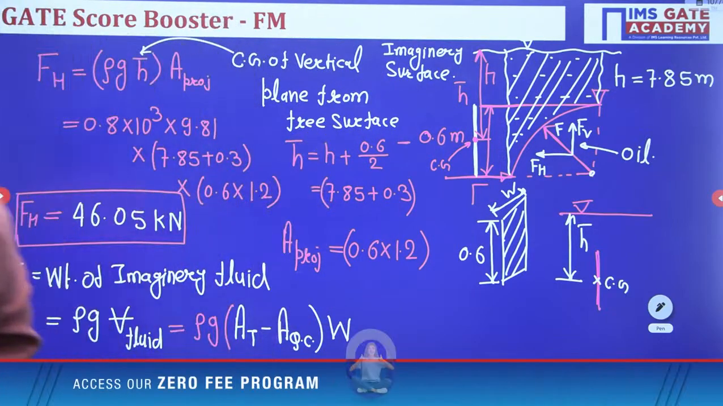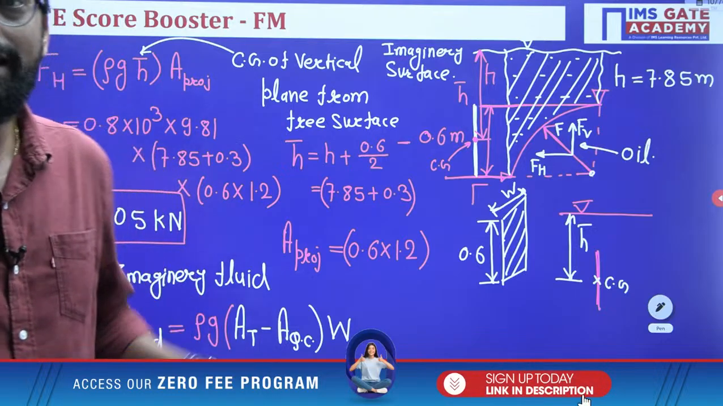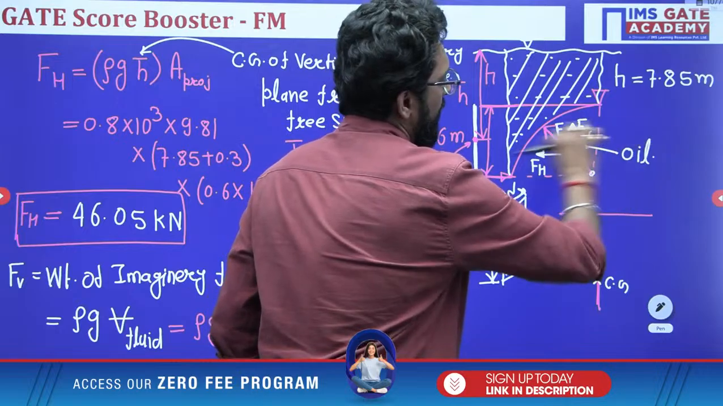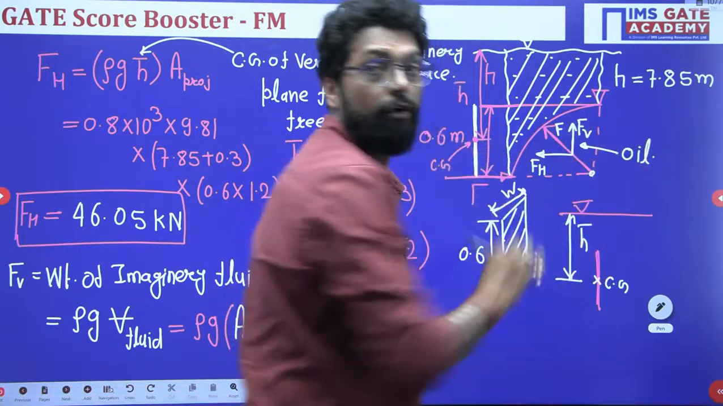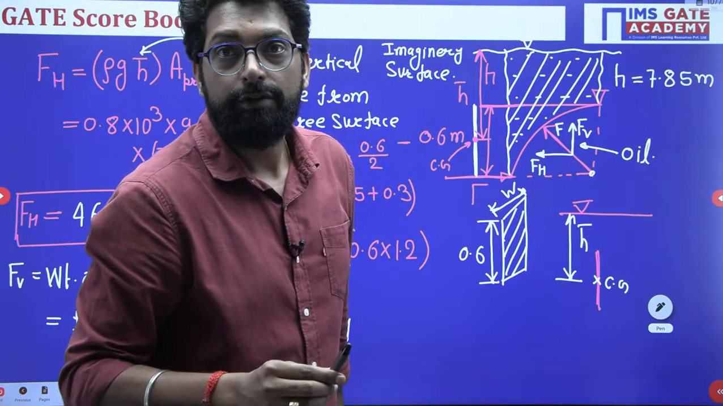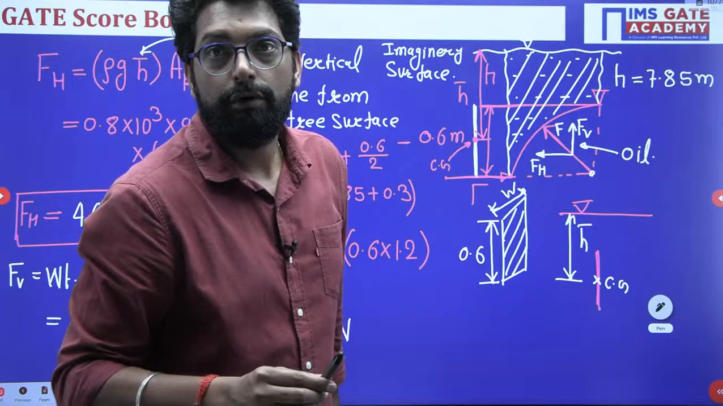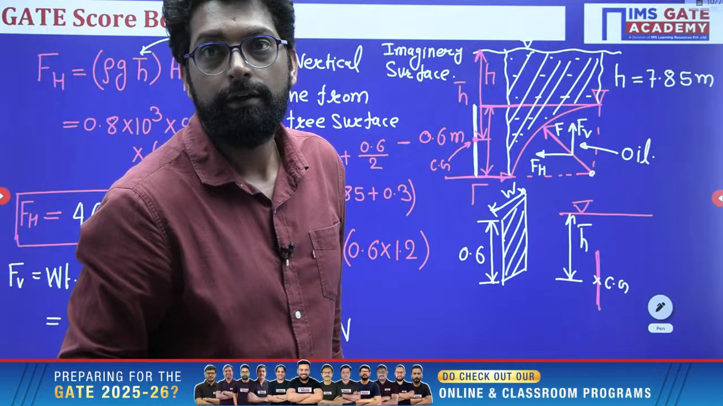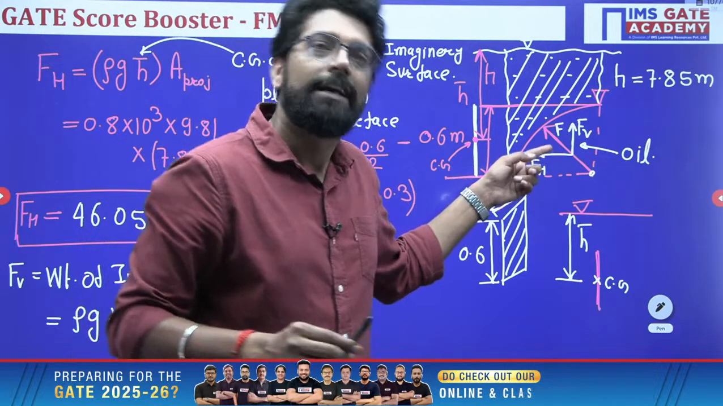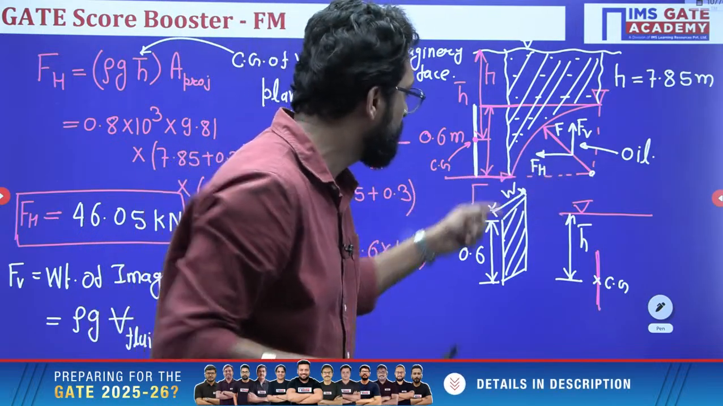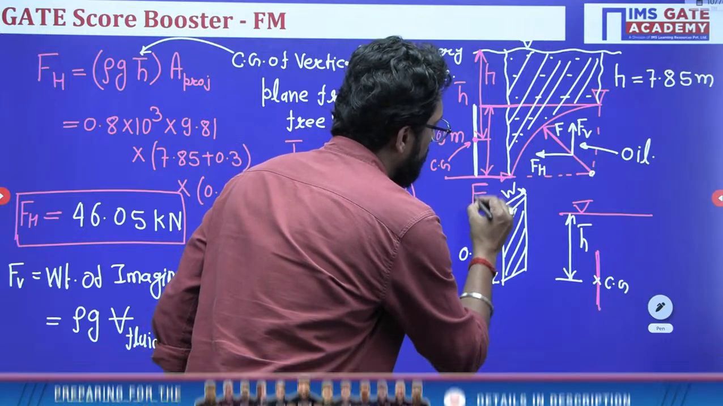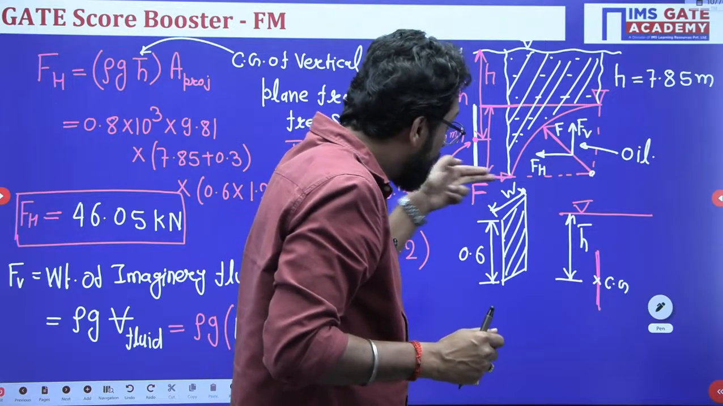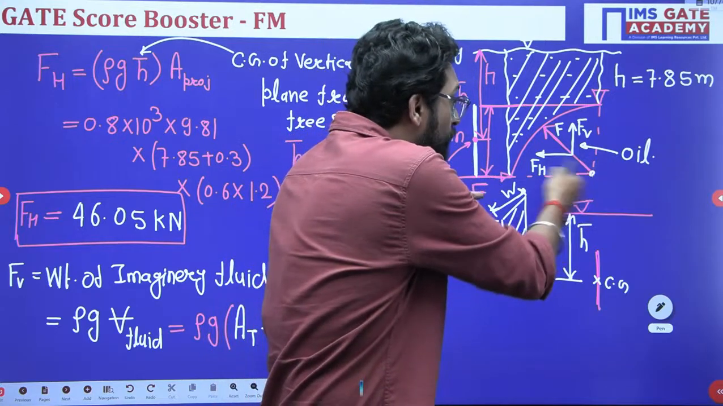On the right-hand side, oil exerts some force on the curved surface. To counter it, we apply the same force on the curved surface. Why? Because this is the hydrostatic force F. Now you have to calculate this force F, which is balanced by this horizontal force.